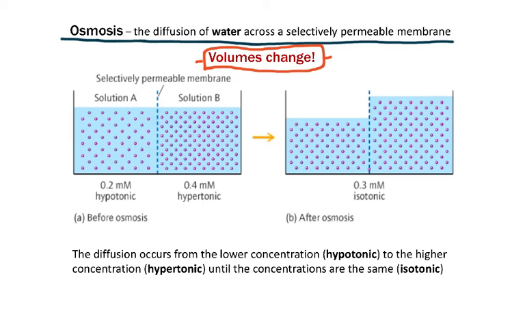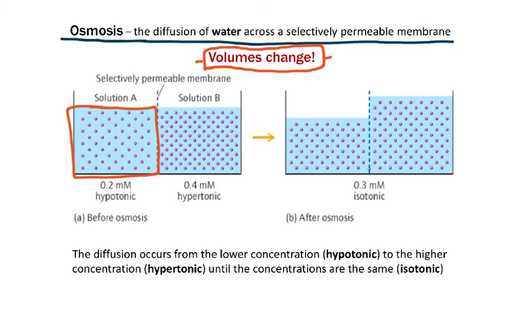Here's an example on the left. We have two solutions, A and B. The hypotonic is lower in concentration, 0.2 millimolar. Hypertonic is higher in concentration. If there is a permeable membrane that water can cross, the concentration needs to go up on this side. Since concentration is a ratio, you can increase the numerator or decrease the denominator.